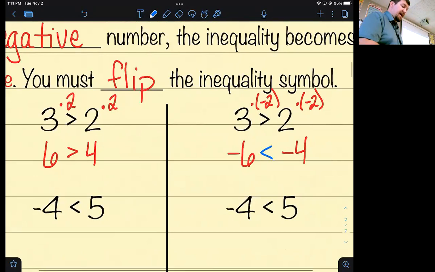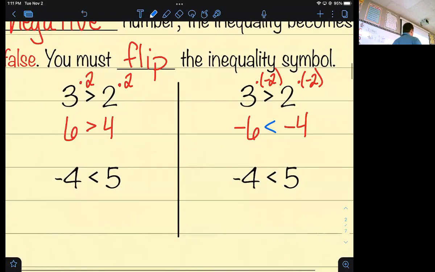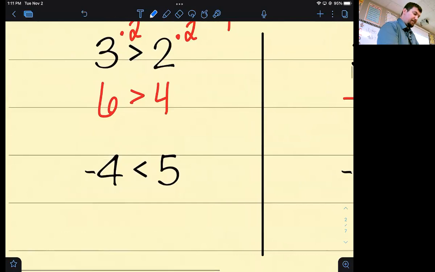I'm going to show you one more time. It's not just because there's a negative, like I don't need to look at this next example and say, oh, there's a negative, he's going to have to flip. That's not true. It's when you're multiplying or dividing by a negative. So this time we're going to multiply by 3, just because I feel like being different.